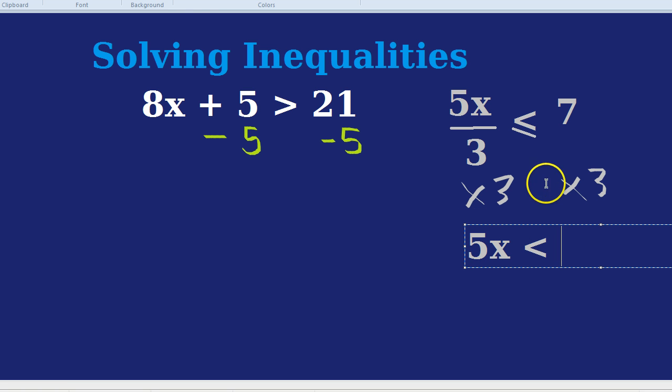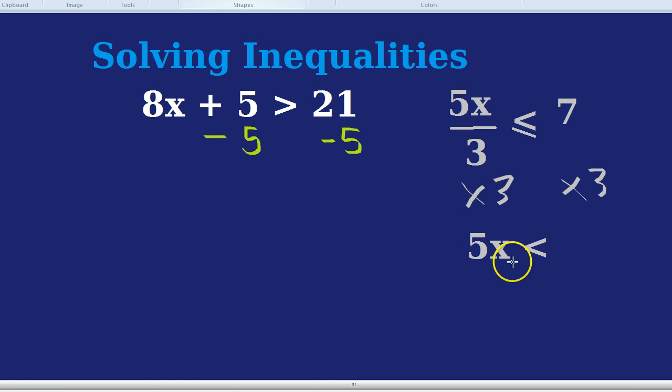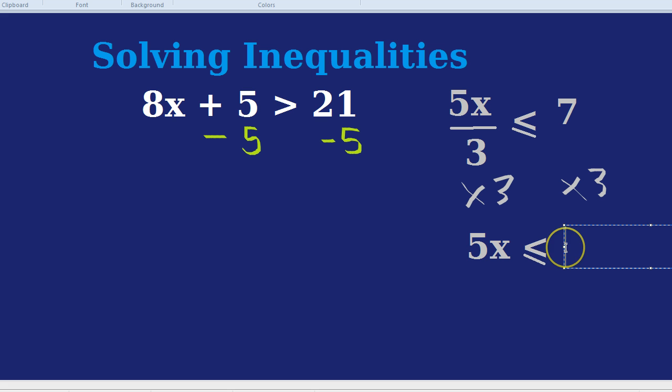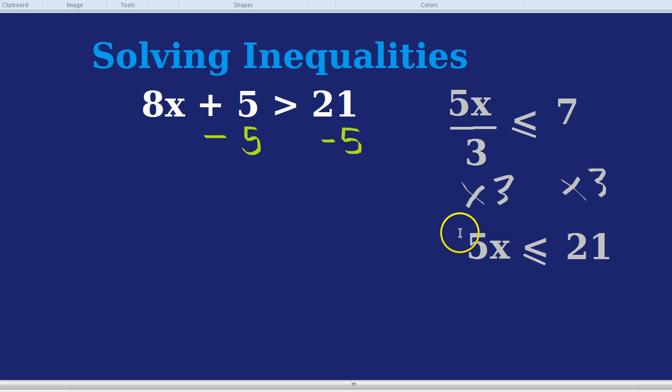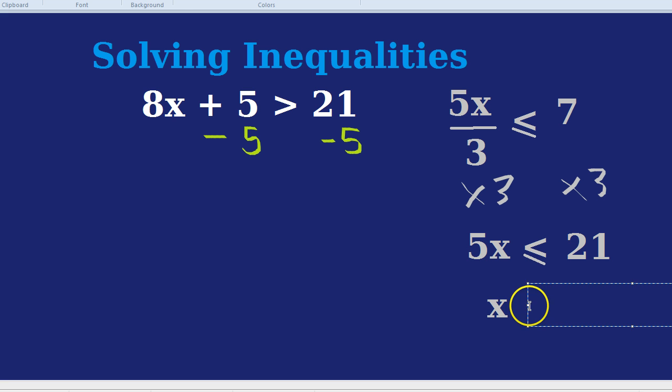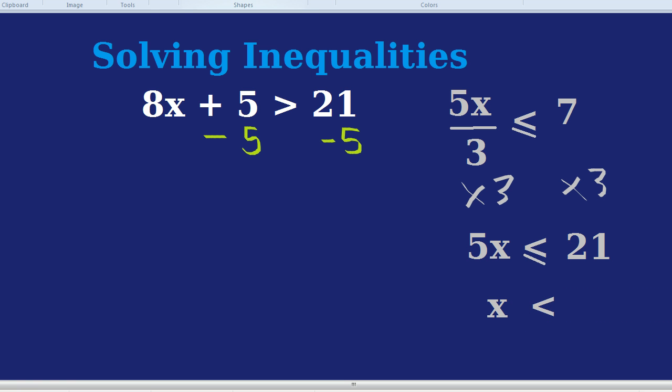5x is less than or equal to, still, 7 times 3, which is 21. Finally, we divide by 5 to get rid of that multiplied by 5. So x is less than or equal to, so it's always going to have that line underneath, and don't be tempted to write just equals, which sometimes can happen.